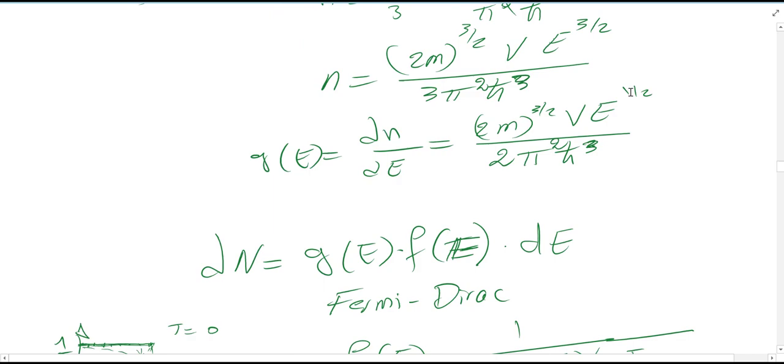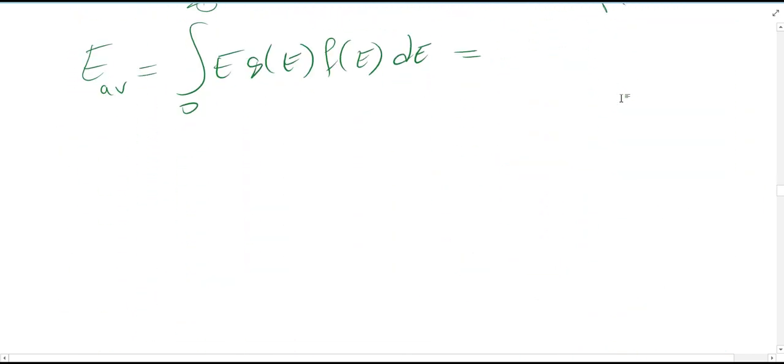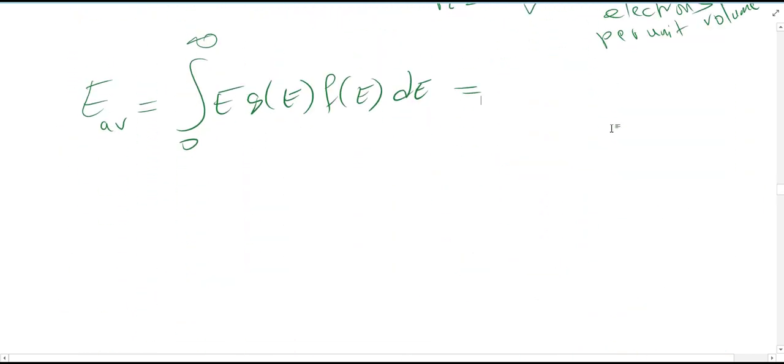So we have e to the power 1/2. Now we're going to have e to the power 3/2, and you carry the calculation. You're going to end up with an expression basically of 3/5 of E_F0. Okay, again, this is at T equal to 0.